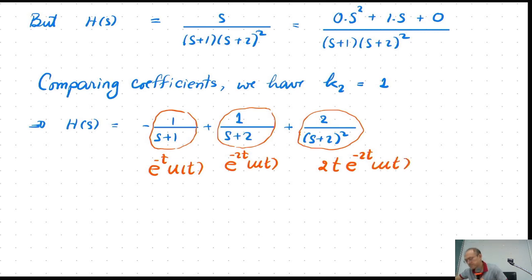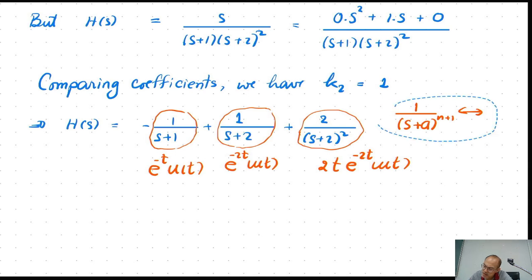Now, the t here comes from the second order exponent here, so I'm using this formula: 1 over s plus a to the n plus 1 is paired with t to the n e to the negative at over n factorial.